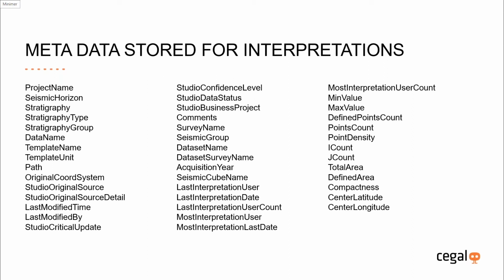This is a list of all the metadata that we save for the interpretation data. Some of this is more descriptive type metadata, but we also have some derived numerical attributes, for example, the number of points, the point density, the compactness, and location of the data.